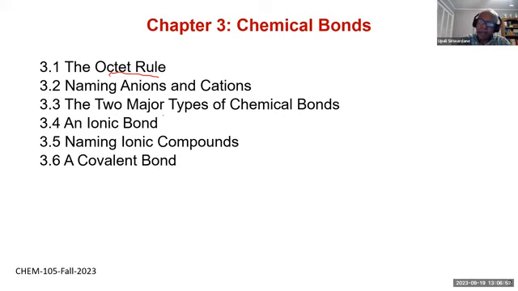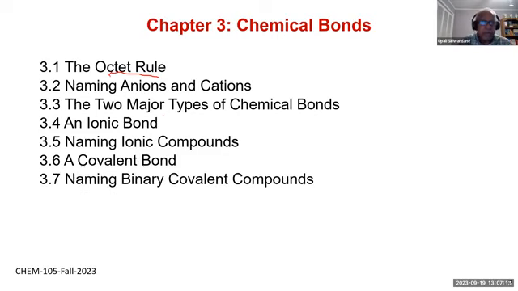Covalent bond, on the other hand, is formed by sharing electrons between 2 atoms. It's a different idea than ionic bond. Ionic bond transfers electrons from metal to non-metal. Covalent bond shares electrons. We also have to know how to name covalent compounds. Naming ionic compounds and naming binary covalent compounds are different.